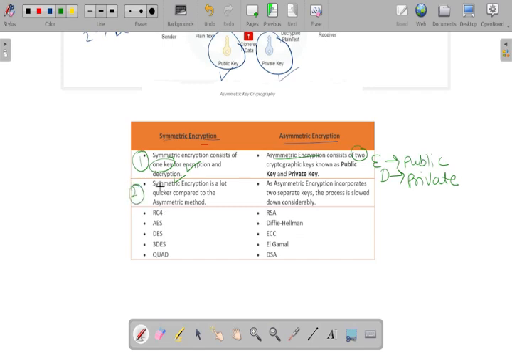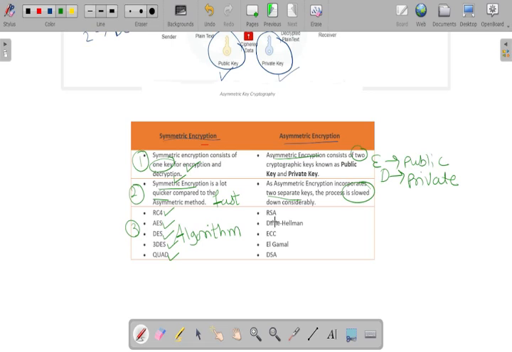The second one is that symmetric encryption is a lot quicker than the asymmetric method, that is, it is fast as compared to the asymmetric algorithm. And asymmetric key encryption is slower as compared to symmetric encryption because we require two different keys for encryption as well as decryption. There are some algorithms available in both symmetric and asymmetric encryption. In symmetric encryption, we have RC4, AES, DES, 3DES, then POD. These are the algorithms available.